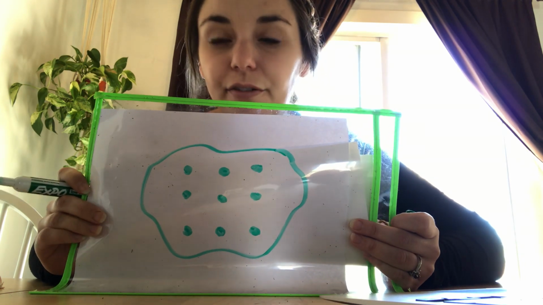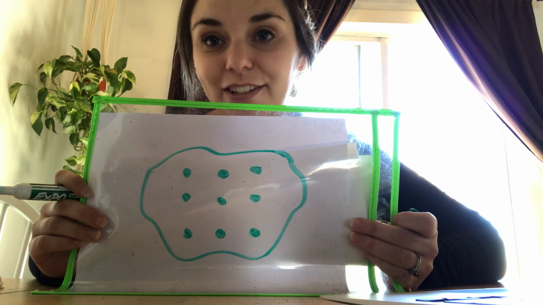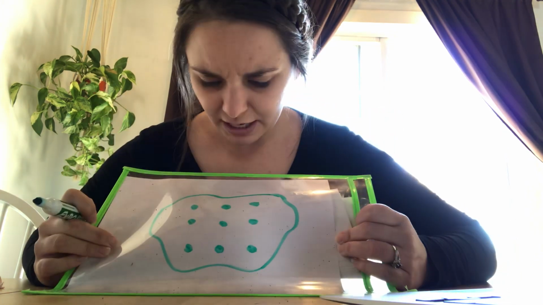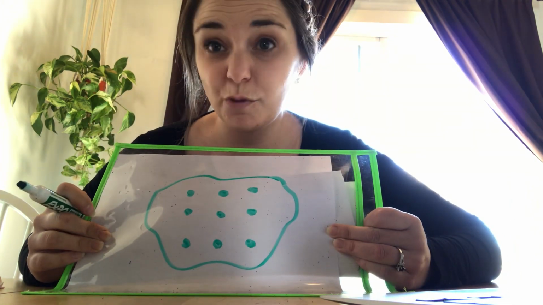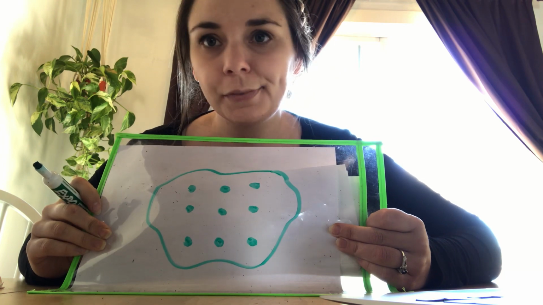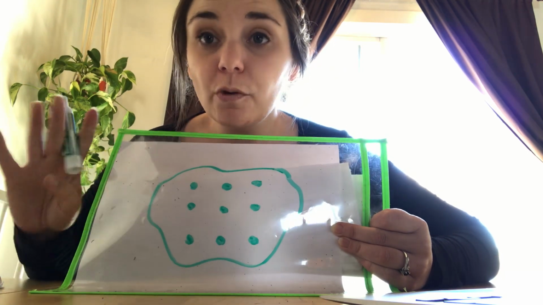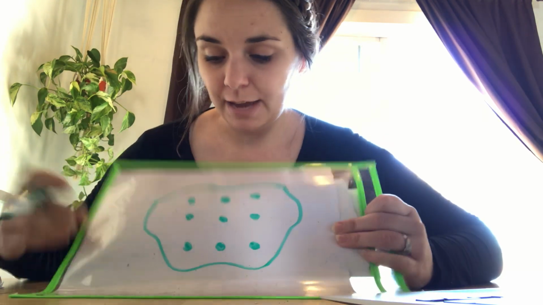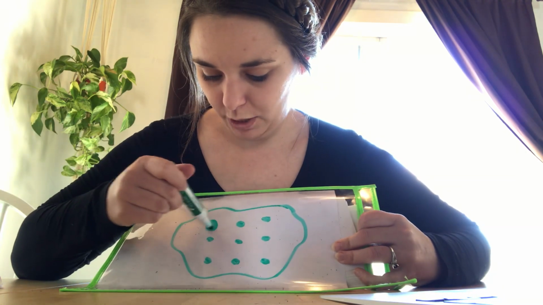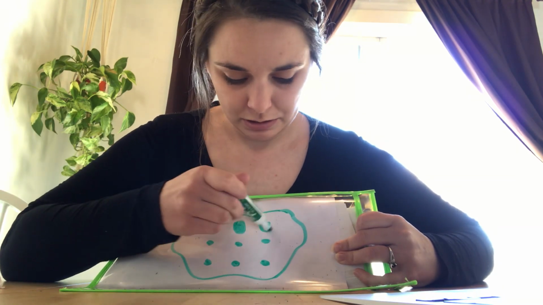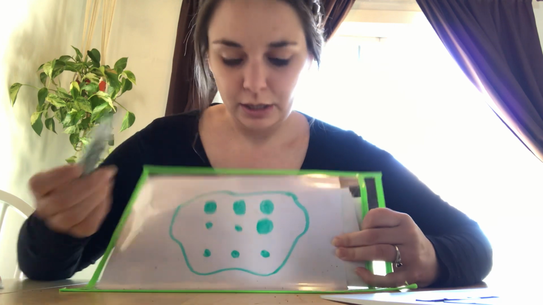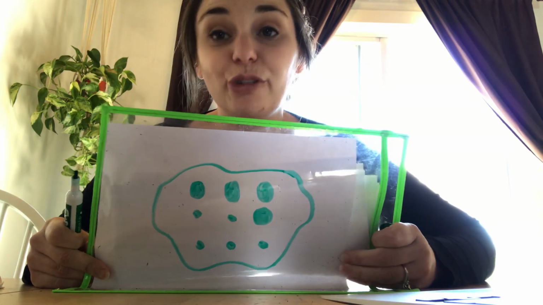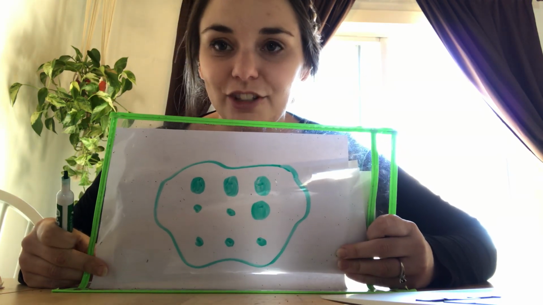Then it says 4 of them are big and the rest are little. How am I going to make 4 of them big? Do I need to draw 4 more? No. I need to take what I have and make 4 of them bigger. I'm going to make them just bigger dots. 1, 2, 3, and 4. So 4 of them are big and the rest are little. Good job. Can you do that too?